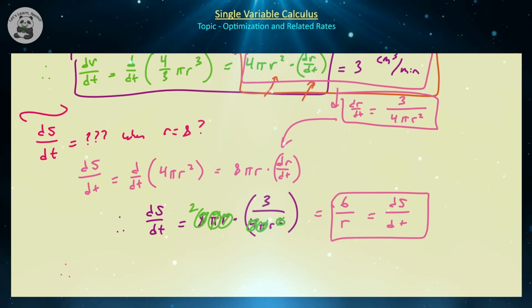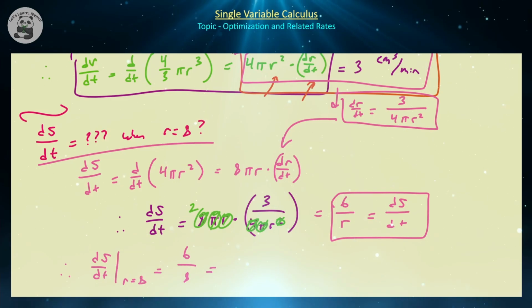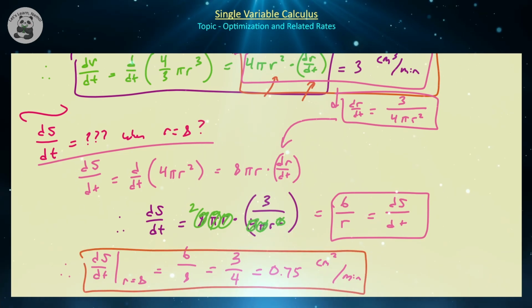So we want to know what dS/dt is when r is equal to 8. That means dS/dt when r is 8 is equal to 6 divided by 8, which is the same as 3 divided by 4, or as a decimal, 0.75. Since this is surface area, it's a squared unit because it's a two-dimensional quantity. So 0.75 square centimeters per minute will be our answer for that problem. Always start off with your geometry, differentiate with respect to time since we're looking for rates, and see if you can algebraically manipulate things to get what you want from what you have.